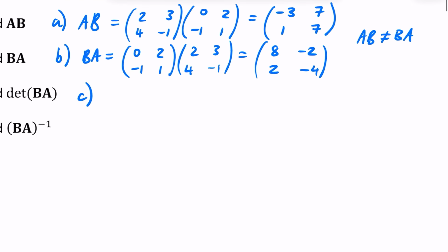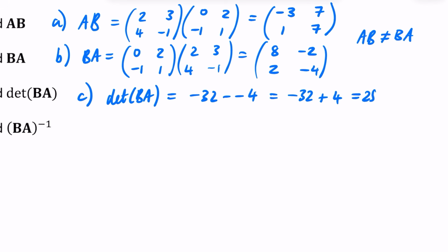Well, we've already worked it out, so we're just going to find the determinant of this matrix. The determinant of BA, that is this diagonal, minus 32, minus this diagonal. So that's minus 32 minus 2 times minus 2, which is minus 4. That's minus 32 plus 4 in this question, which is 28 that we have here, okay?